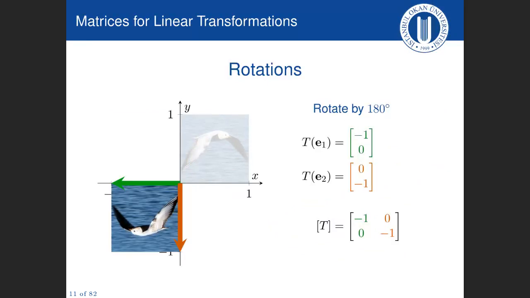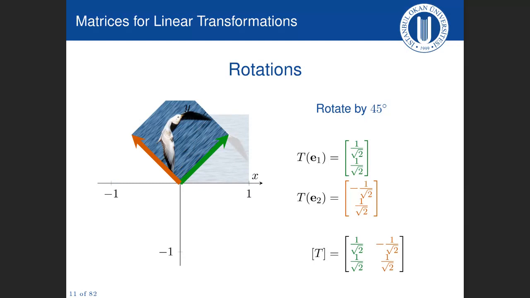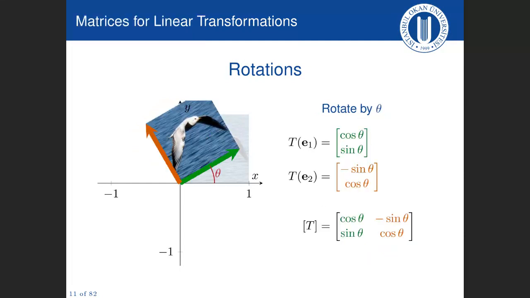Or I could rotate by 180 degrees. I'll leave that for you to check. Or I could rotate by 45 degrees. Or I could rotate by any angle. We looked at this earlier. Let's suppose we rotate by an angle of theta in the anti-clockwise direction. Then the vector (1, 0) rotates to (cos theta, sine theta), and the vector (0, 1) rotates to (minus sine theta, cos theta). So we have the standard matrix for this rotation.